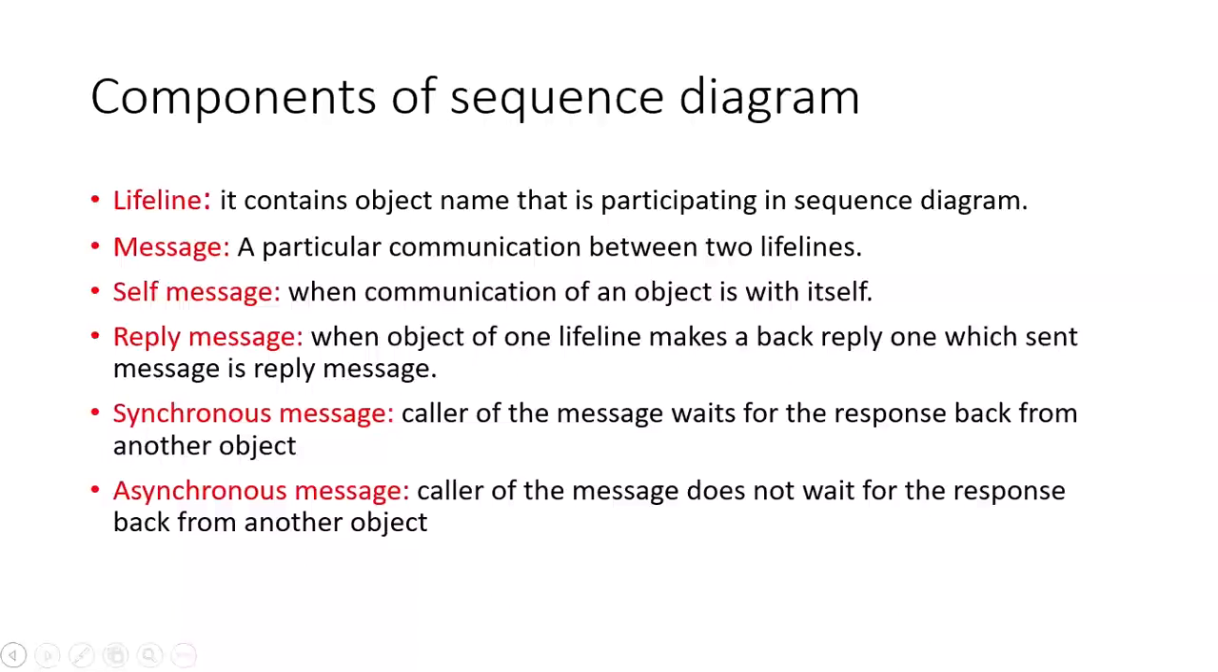Components of sequence diagram. First is the lifeline, which I will show you with the example shortly. Lifeline contains the object name. Suppose student is an object name that is participating in the sequence diagram. A message, a particular communication between two lifelines. Self message, when communication of object with itself. So it is possible that an object passes a message to itself.